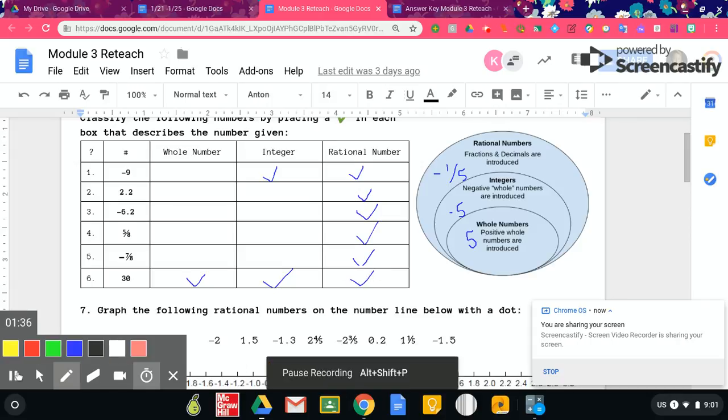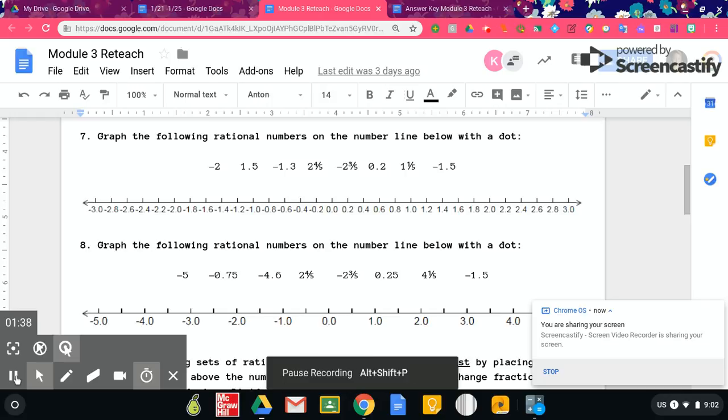Hi guys, it's Kalea. Jump down to number 7. It says graph the following rational numbers on a number line below with a dot. So you've got whole numbers, you've got negative whole numbers, you've got fractions, and you've got decimals you have to graph. So once we get to the fractions, I'm going to change them into decimals because I think it's a lot easier to graph a decimal than it is a fraction. But we'll get there when we get there.